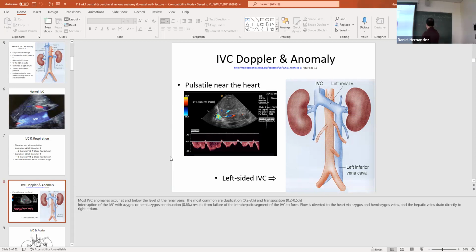So one of the descriptors that we use is this term phasicity. A venous waveform either demonstrates phasicity, meaning it follows respiration patterns, or it's continuous. With continuous, it doesn't follow respiration patterns.